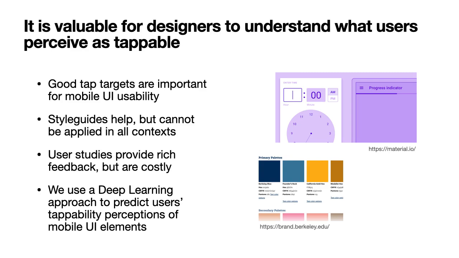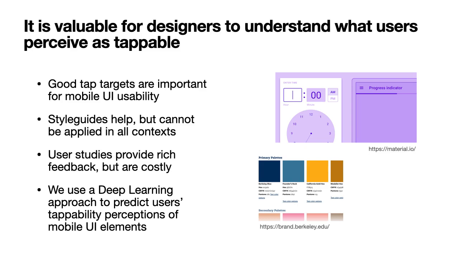Designers can use tools like style guides to design good tap targets, but style guides don't apply in all situations, like for some games or entertainment apps. A user study can help identify tappability issues in a finished design. Studies can produce rich feedback, but also be costly and time-consuming to run.